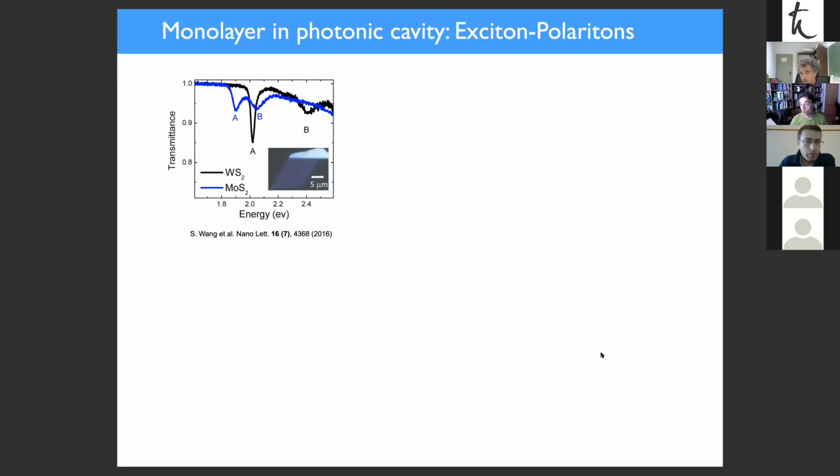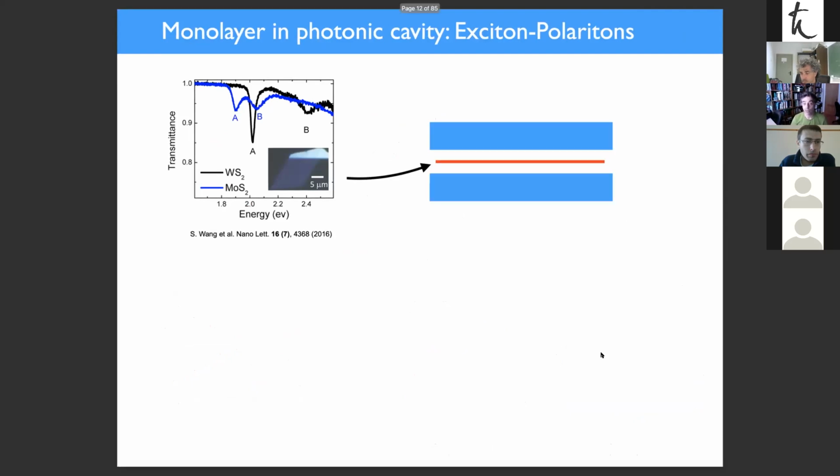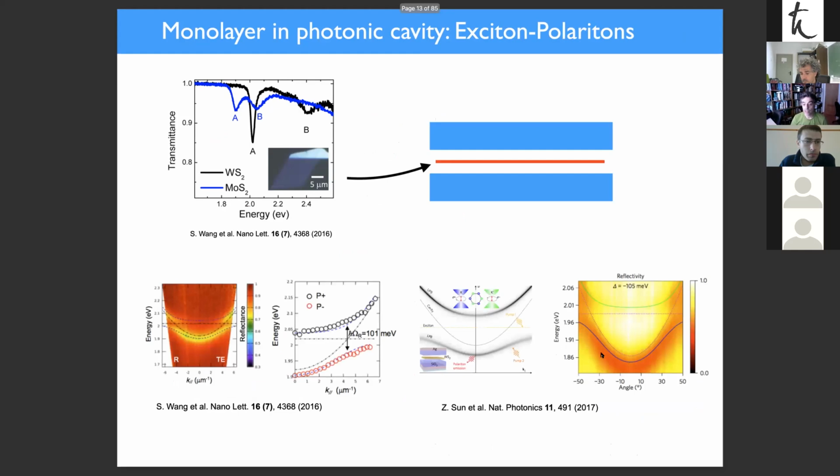People have also included these monolayers inside of cavities. And then they have seen this strong coupling, the splitting. This is the exciton line, this would be the cavity line, and these are the polaritons that are clearly seen in the experiments. So they have achieved the strong coupling regime.